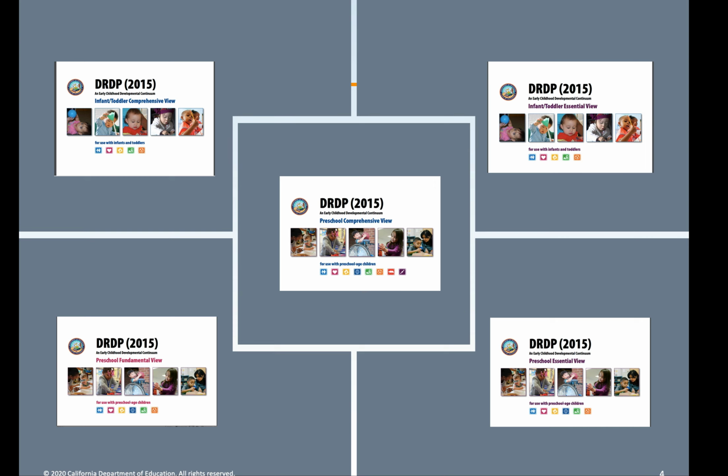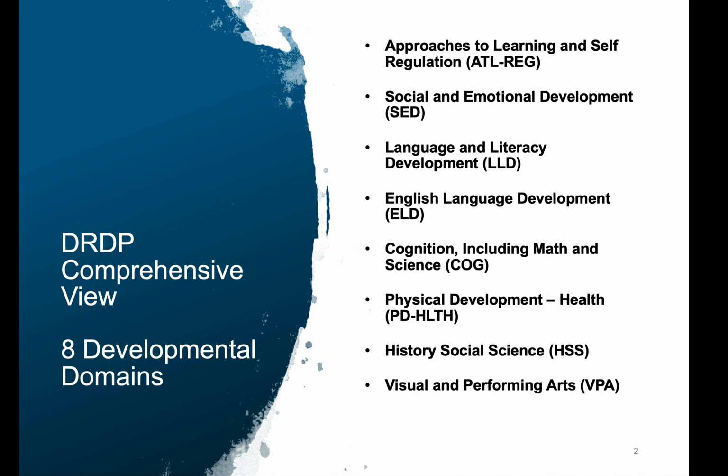There are currently 5 views to support the infant, toddler, and preschool age group when completing the DRDP assessment. Those 5 views include Preschool Comprehensive View with 56 measures, the Preschool Fundamental View with 43 measures, the Preschool Essential View with 29 measures, the Infant Toddler Comprehensive View with 29 measures, and the Infant Toddler Essential View with 21 measures. Let's start with our DRDP Comprehensive View.